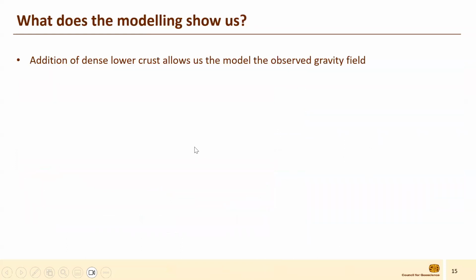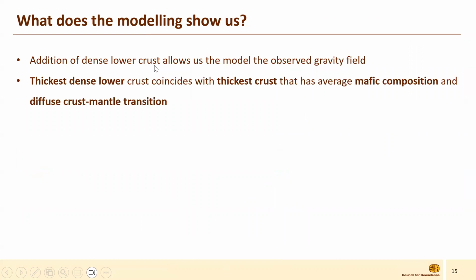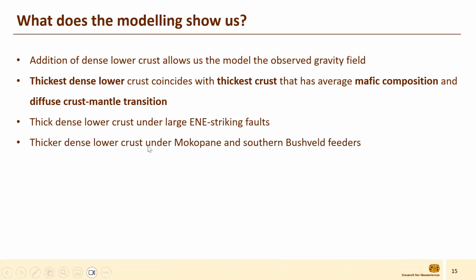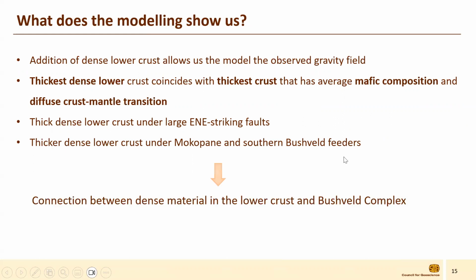So what does this show us? The addition of the dense lower crust allows us to fit the gravity data and have reasonable thicknesses for the Bushveld. The thickest dense lower crust coincides with where the crust is thickest and has mafic composition and a diffuse crust-mantle transition. These faults, all these major faults, some of which we think were conduits for the Bushveld, intersect this high density lower crust with these feeders.